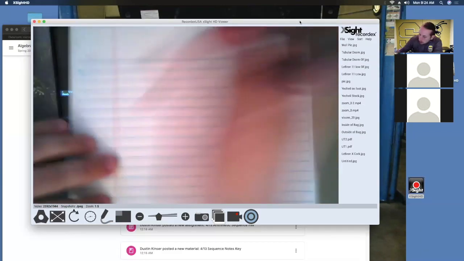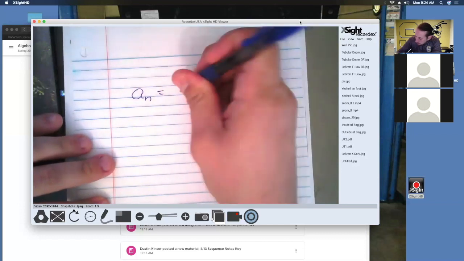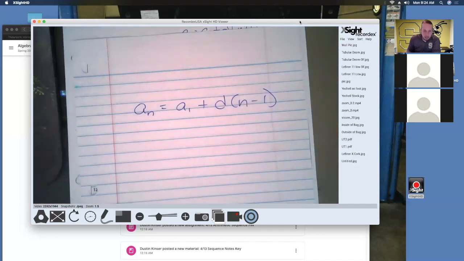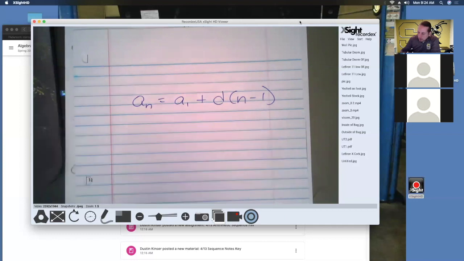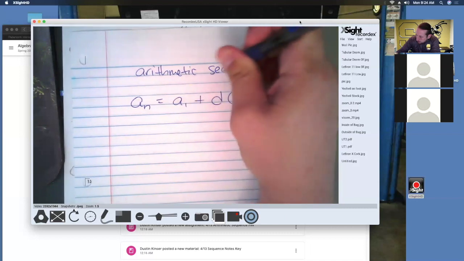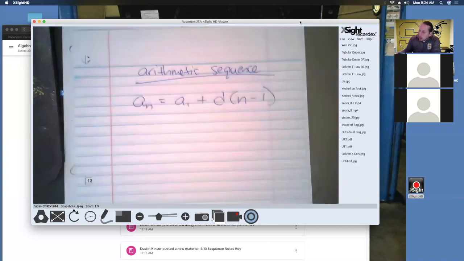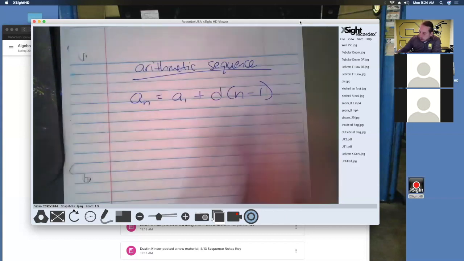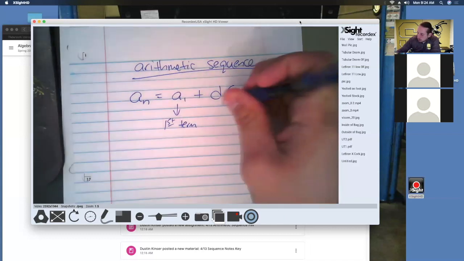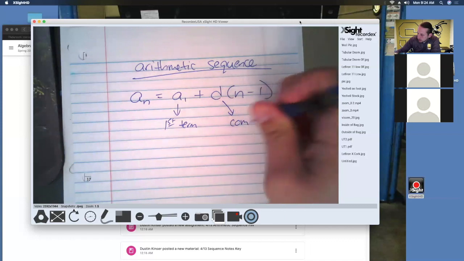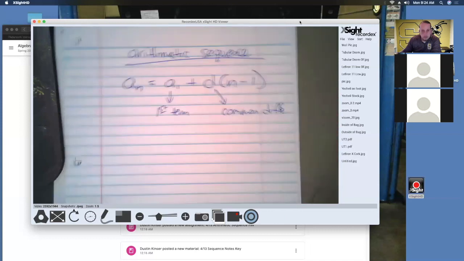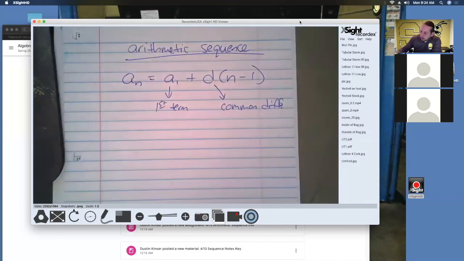All right, so the main thing here is our equation. All right, so this is our equation for an arithmetic sequence. I don't know if I spelled it right, but we're not in English class. All right, so with this equation, this is always your first term of your sequence. This is your common difference. The common difference.